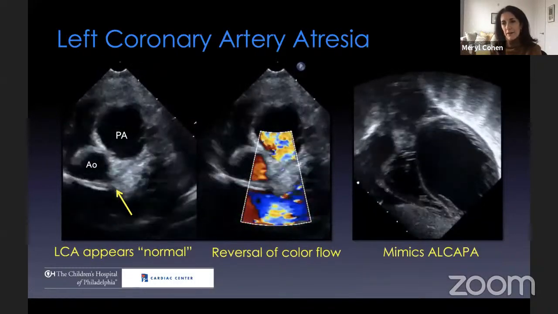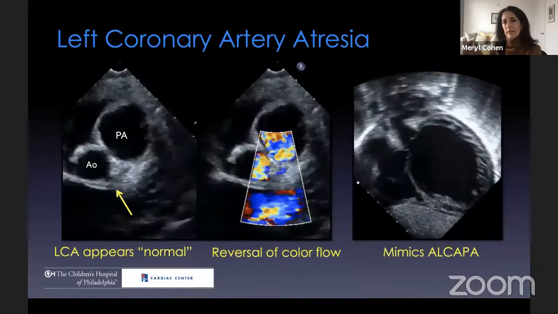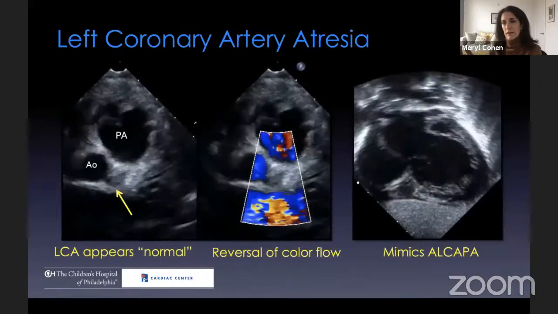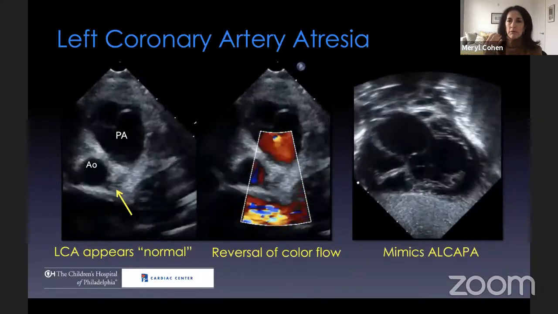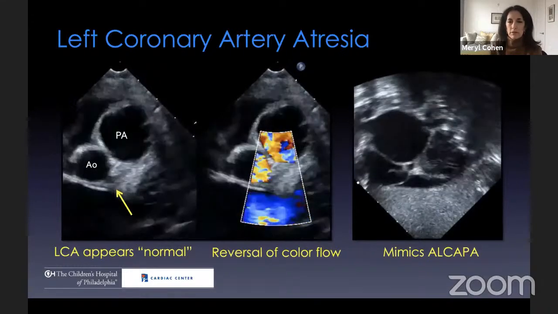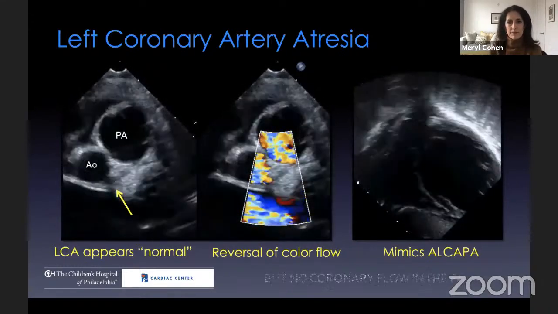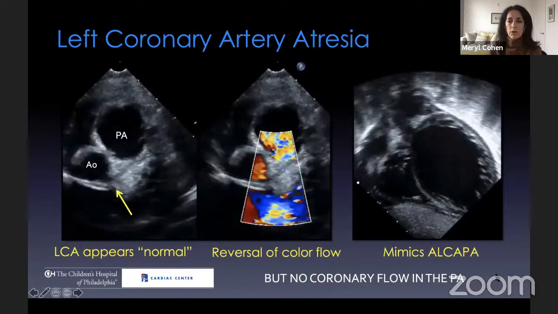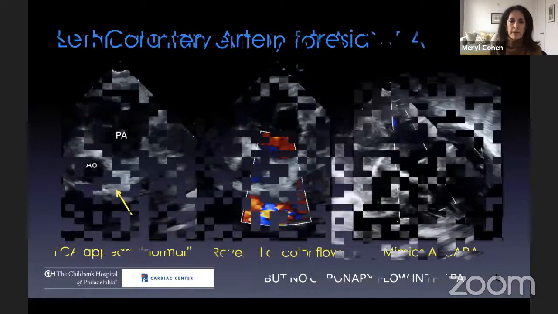But when you look very closely, you get the suggestion of retrograde color flow in the LAD. Again, this is extremely subtle, but look at the sweep you see on the right-hand side. And again, the left ventricle is massively dilated. There's echo brightness of the endocardium. And so it really mimics ALCAPA. You need to look further if you see a heart that looks like this. You won't have that coronary flow in the pulmonary artery, is the difference.